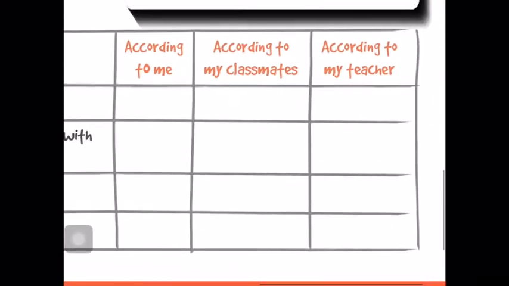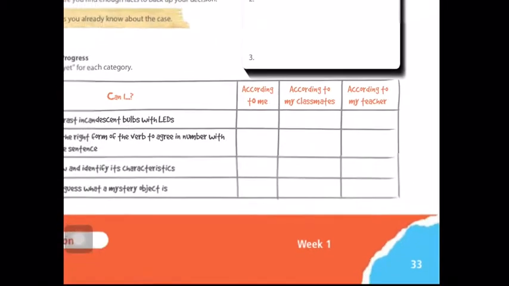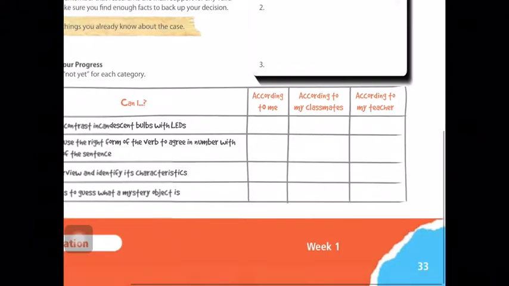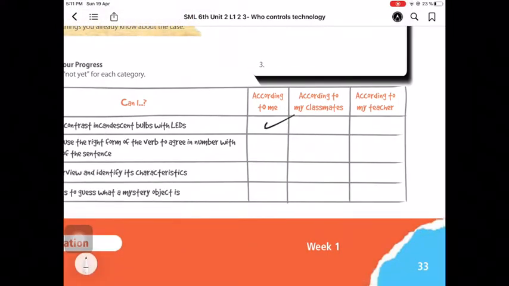So you have to check according to you, and then you make a tick. If you can make a difference between light bulbs and LEDs, if you can find different exercises in the present simple for different people, if you can make them agree in number. Number 4 and number 5, you just have to make it according to you. Okay? Very good.